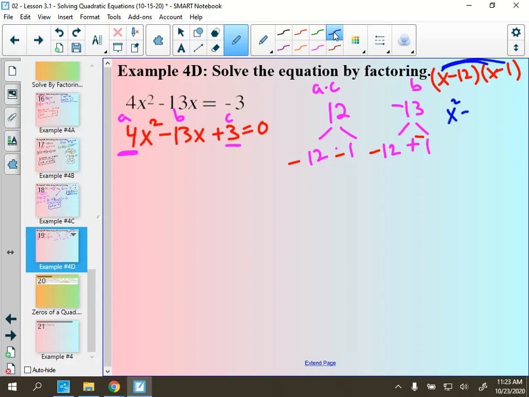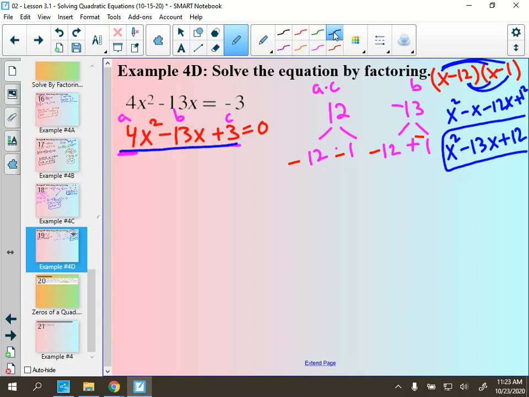I'm going to get negative x, I'm going to get negative 12, and then I'm going to get a positive negative 12x, and then a positive 12 for the last part of it. I know I'm running out of space there. But when I go to combine all this stuff, I get negative x minus negative 12 is negative 13x plus 12. That's not what we wanted. Right? This is not the same as this.